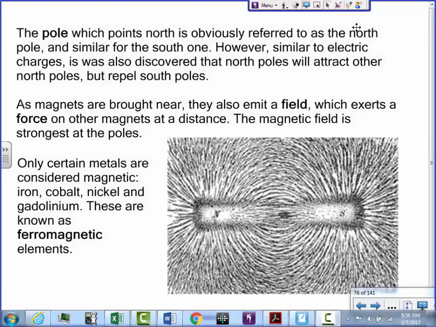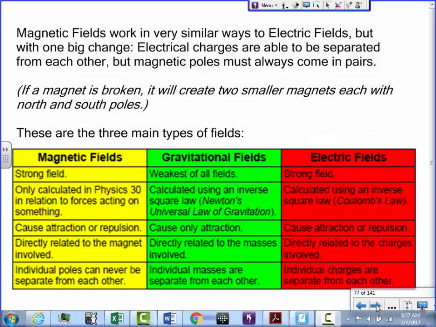It's similar to electric charges, right? You have your positives and your negatives, but there's one huge difference here. I can separate the negatives from the positives when it comes to charges. However, magnets always have to have a north and a south pole. I'm going to show you this on another slide.